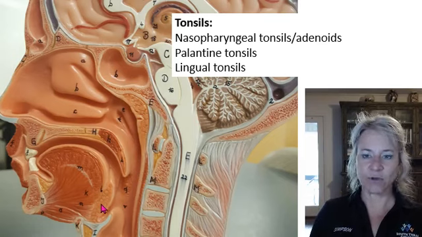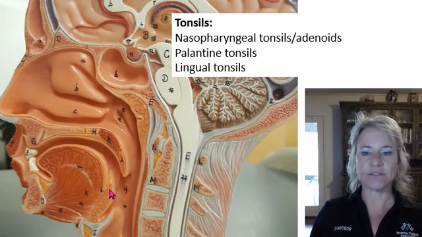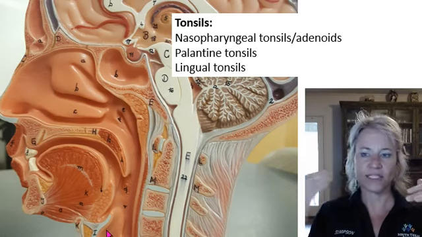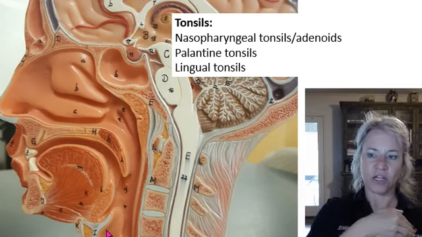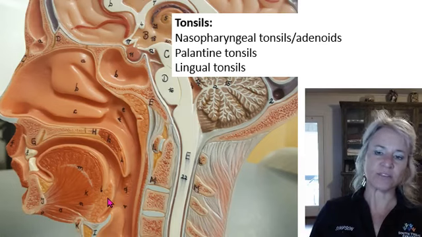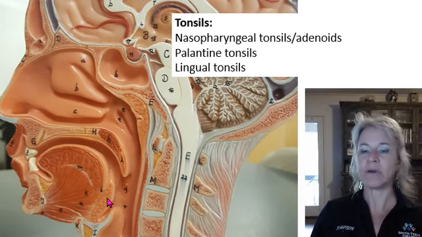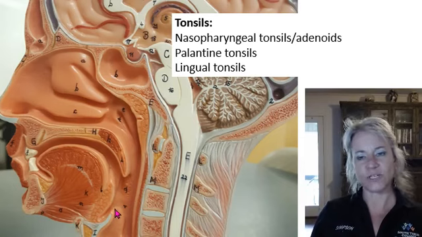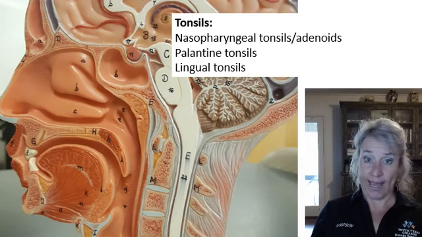Then we have the lingual tonsils. Lingual tonsils are right here before entering the larynx, which is going to take air to your lungs. So the lingual tonsils are going to be trying to trap bacteria and destroy these bad guys before entering the respiratory tract, and it's going to help prevent respiratory tract infections.